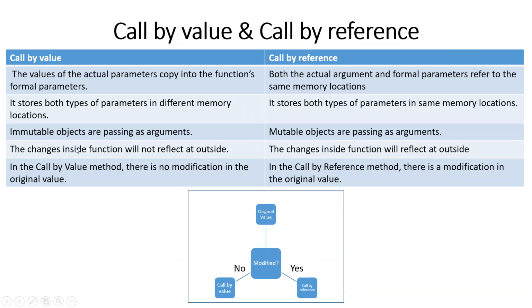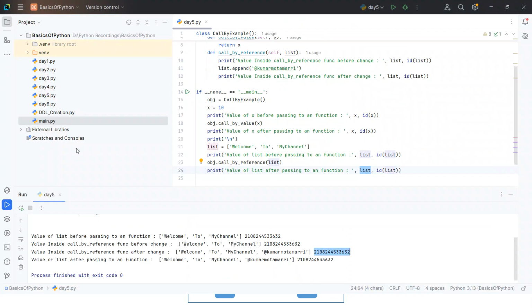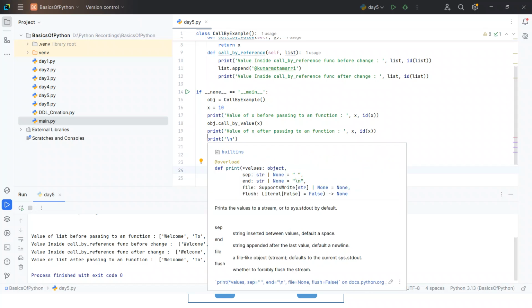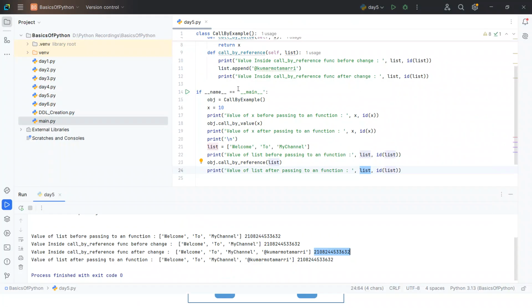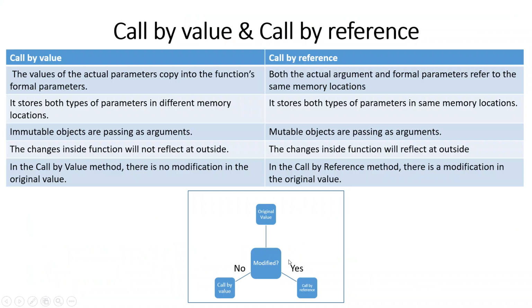And the changes inside the function will not reflect outside. Like if you observe x equal to 10, and after changing to x equal to 12, the 12 is not reflected outside, when you are not calling it. But in callback reference, the changes inside the function will reflect outside, even though you are not writing the return statement of the list; the list represents the updated data.